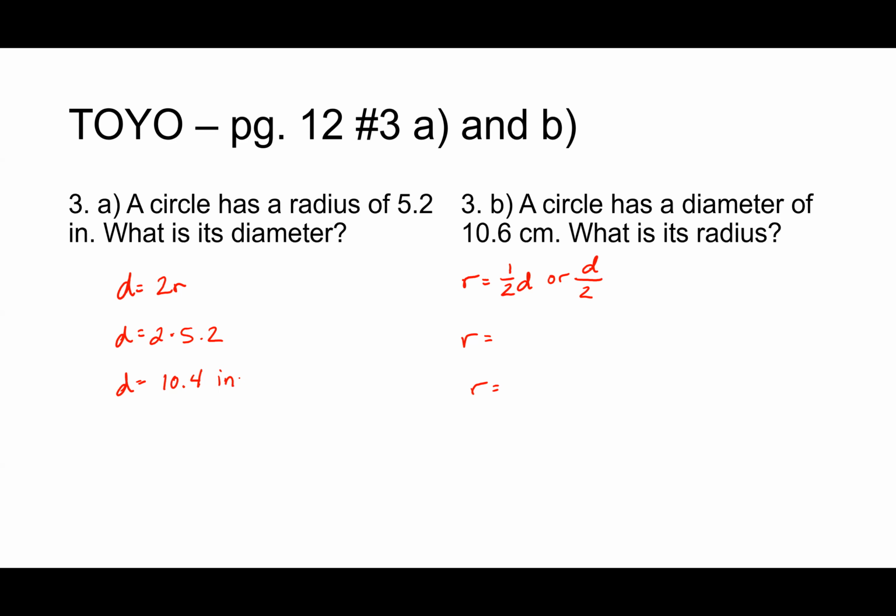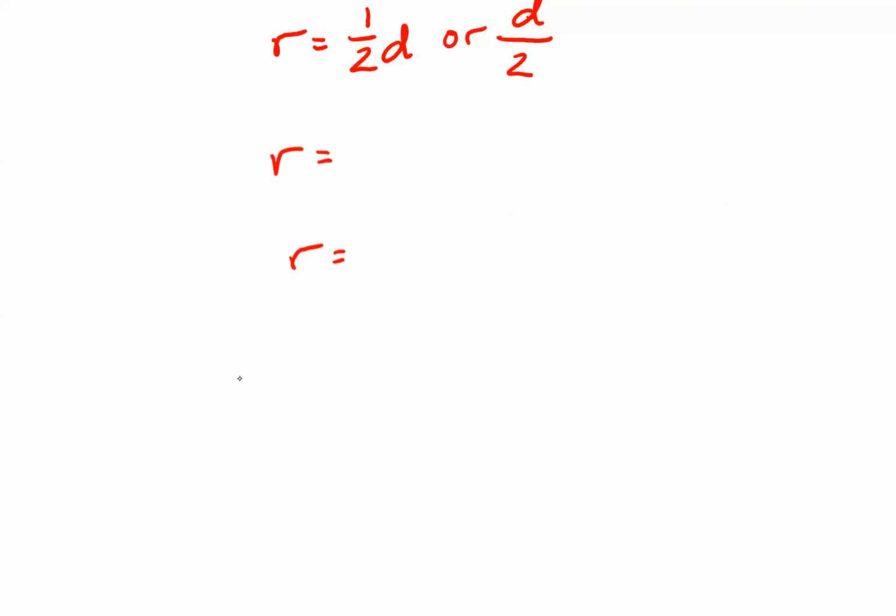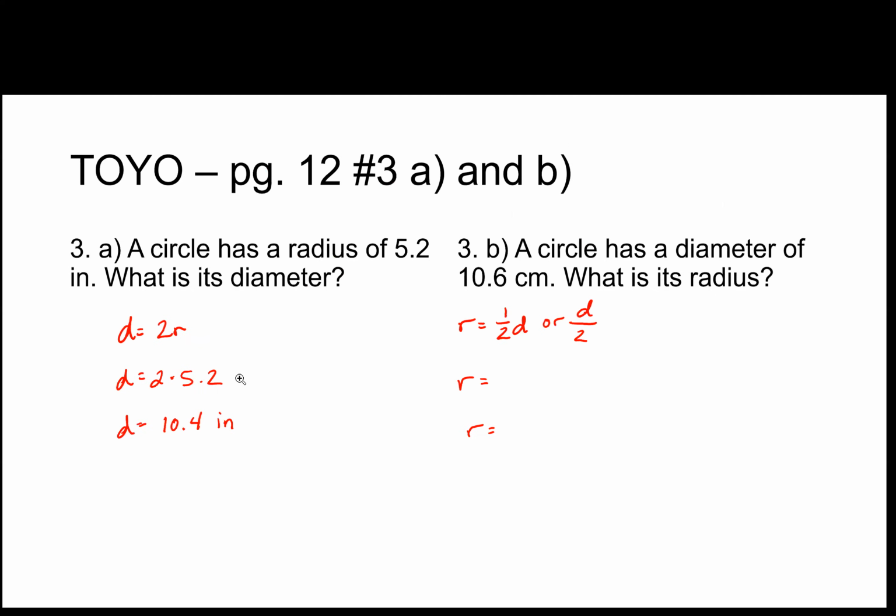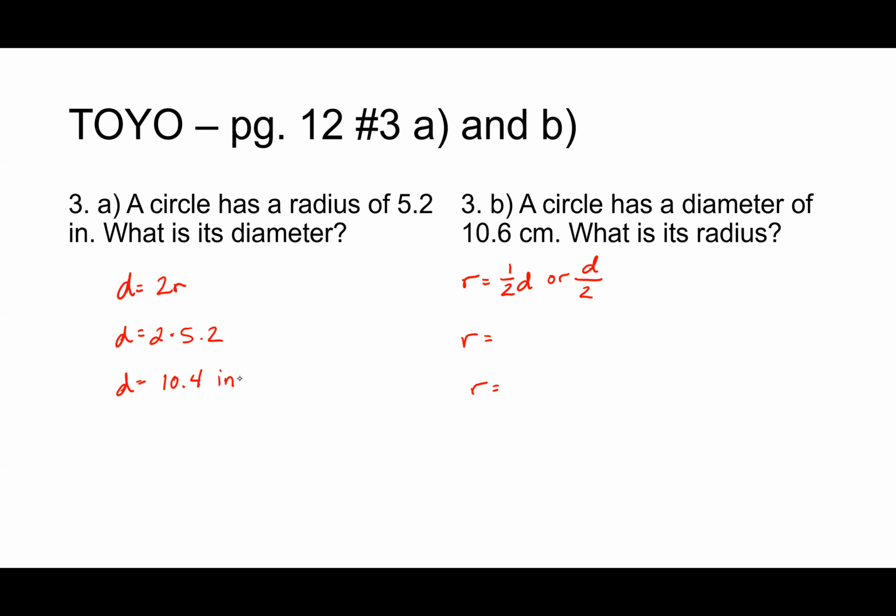How about number 3B? What's my next line of work of 3B? Ashley? 10.6 divided by 2. Good job. Ashley, do you have the answer? 5.3. Great job.